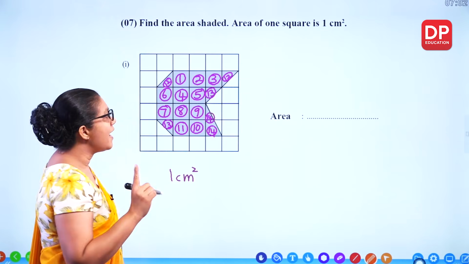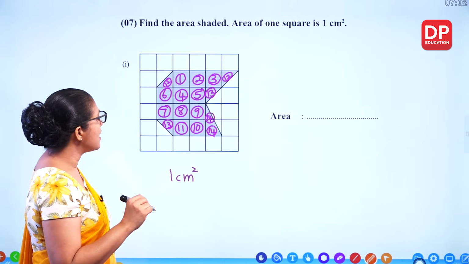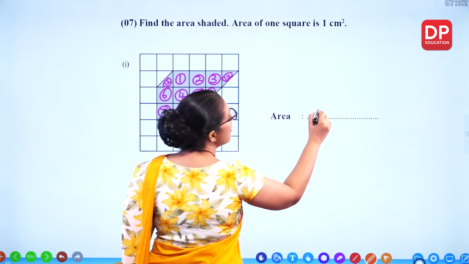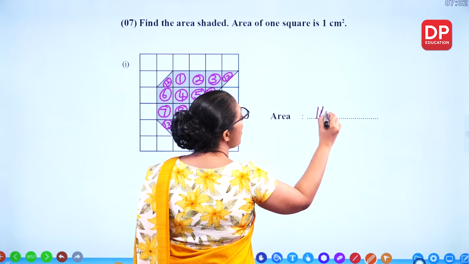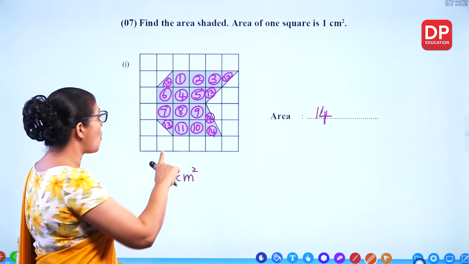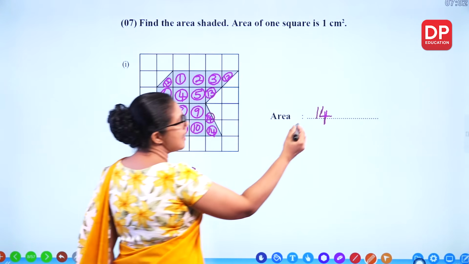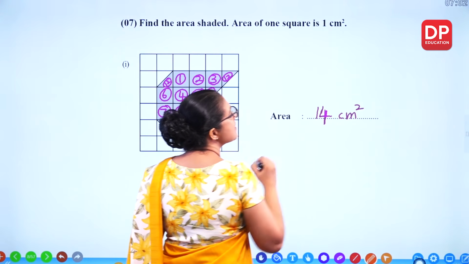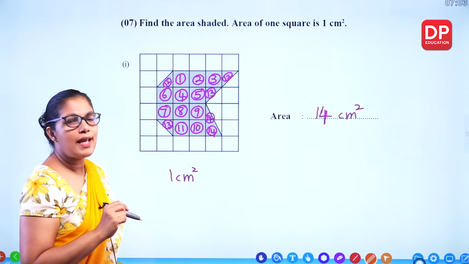So, what's the area of the shaded part here? 14 squares. Here, if we take 1 square centimeter as one area, we can say this is 14 square centimeters, the shaded area.